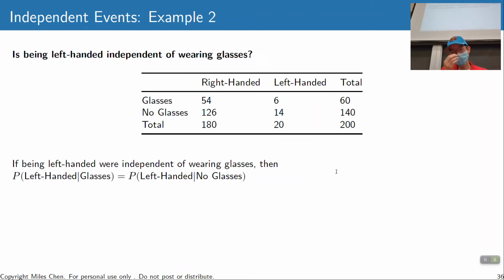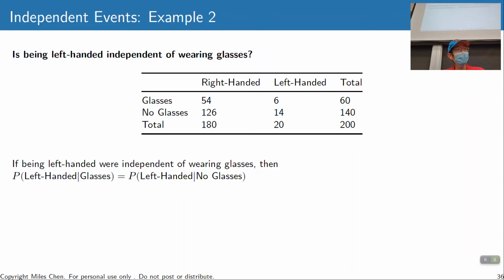Okay. Here's another example. And this one again, made up numbers, silly: is being left-handed independent of wearing glasses? In this case, we surveyed 200 people. 180 of them are right-handed, and 20 are left-handed. Some of these people wear glasses, some people don't wear glasses. Okay? And we ask, is being left-handed independent of wearing glasses?